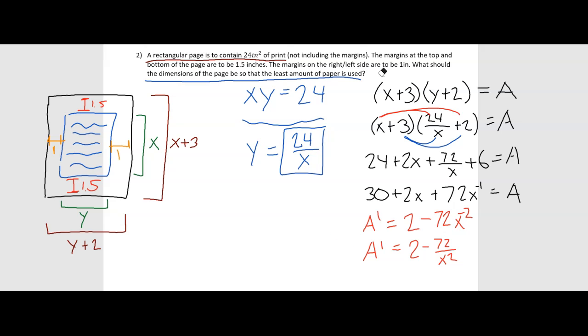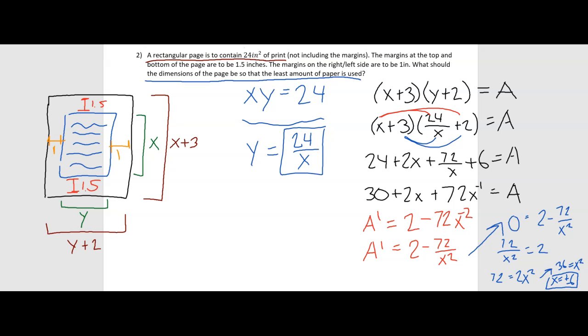Actually, we can probably just solve it all right here. So I get 0 is equal to 2 minus 72 over x squared. That's going to give me 72 over x squared is equal to 2. That's going to give me 72 is equal to 2x squared. That's going to give me 36 is equal to x squared. And that's going to give me x is equal to plus or minus 6. So those are the two values where my derivative is equal to 0.